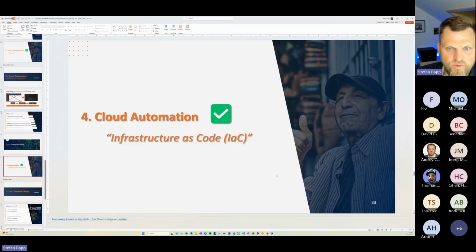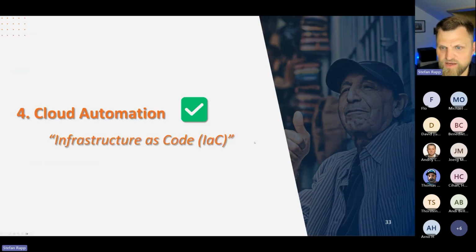All right, so cloud automation, we can also mark it with a check. I know it's quite challenging. You can also use Pulumi. You can also use Ansible, whatever, depending on your requirements. But cloud automation is super important. Don't do clicky.